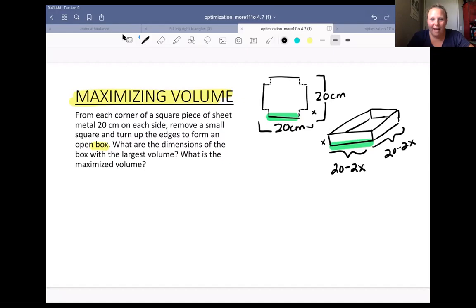So if we're maximizing volume, do you all remember what the volume is for a box? Volume is like area with the third dimension. And it's a box. I think they were called rectangular prisms when they first get introduced to you. Does anybody remember what that is?